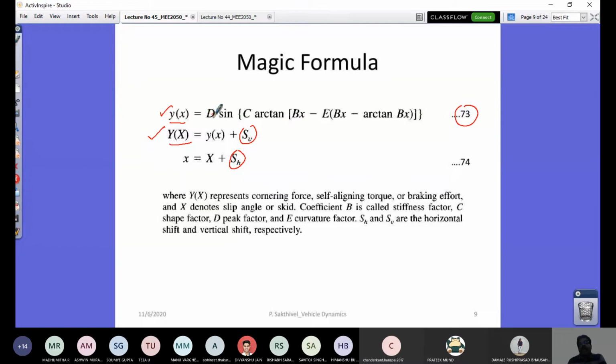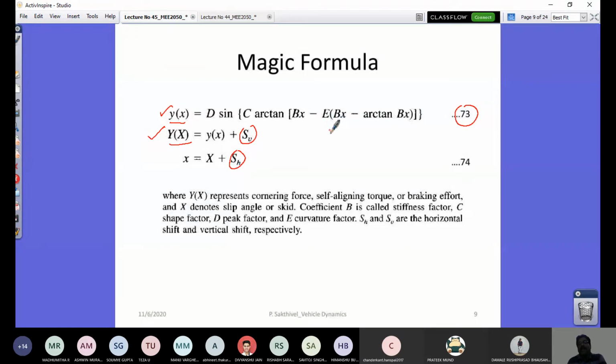These are called factors. It's called a peak factor, shape factor, curvature factor E, like that it is named. So what are those factors? What does it depend on? How do you calculate them? All we will see. And this formula is an empirical formula.